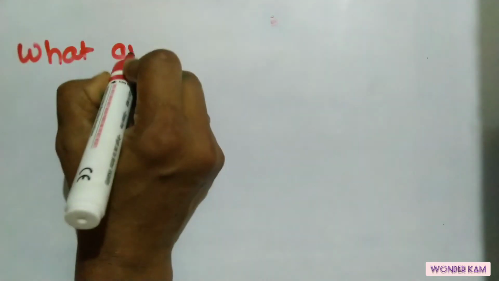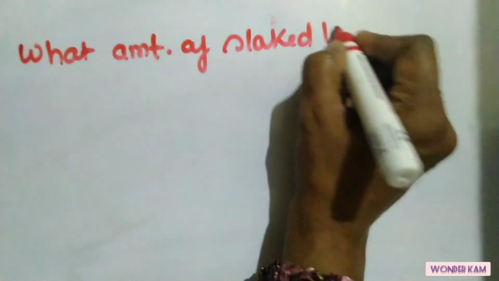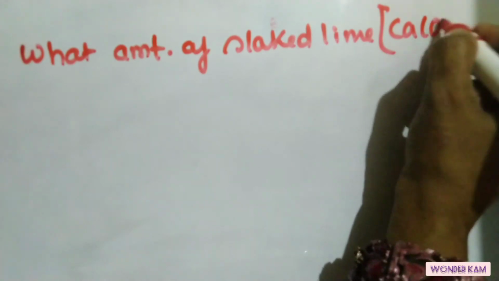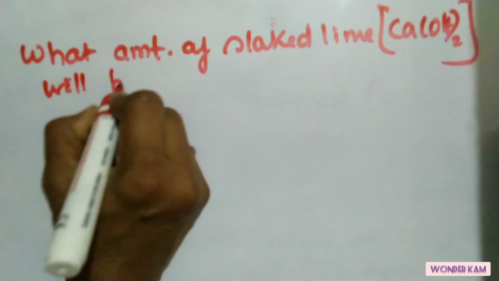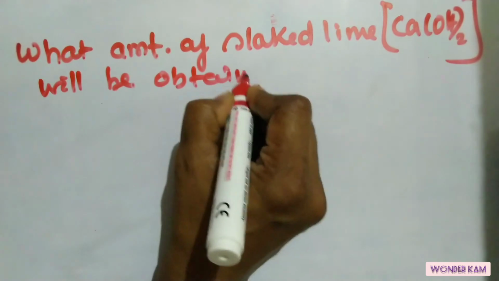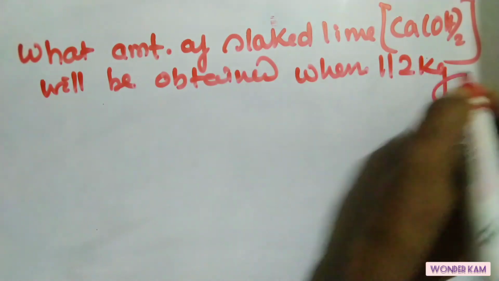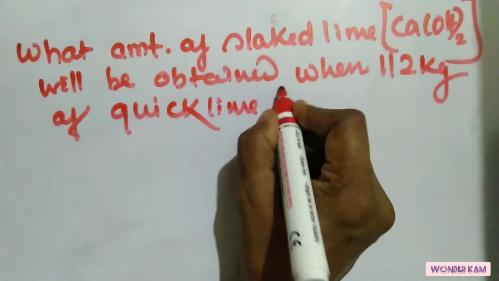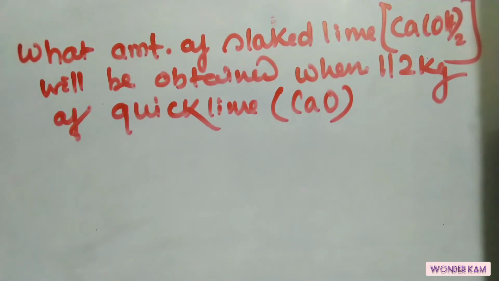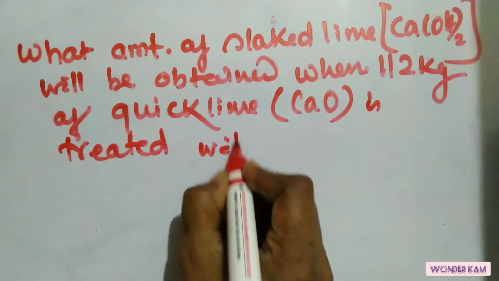One more important problem: what amount of slaked lime will be obtained when 112 kg of quicklime, which is calcium oxide, is treated with water? Slaked lime is calcium hydroxide.